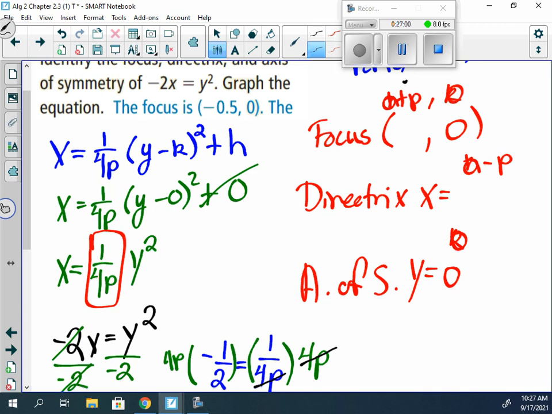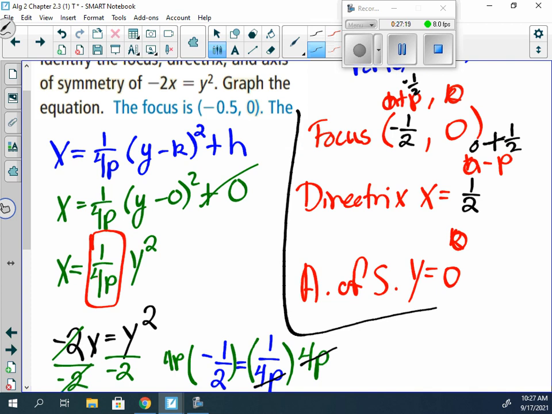So up here we have 0 plus negative 1/2. Well, 0 plus negative 1/2 is? Here we have 0 minus negative 1/2. Well, negative and negative make a positive, which is just going to be 1/2. And that's it. The focus would be negative 1/2 comma 0. The directrix is going to be x is equal to 1/2. And the axis of symmetry, y equals 0. Questions on this here?